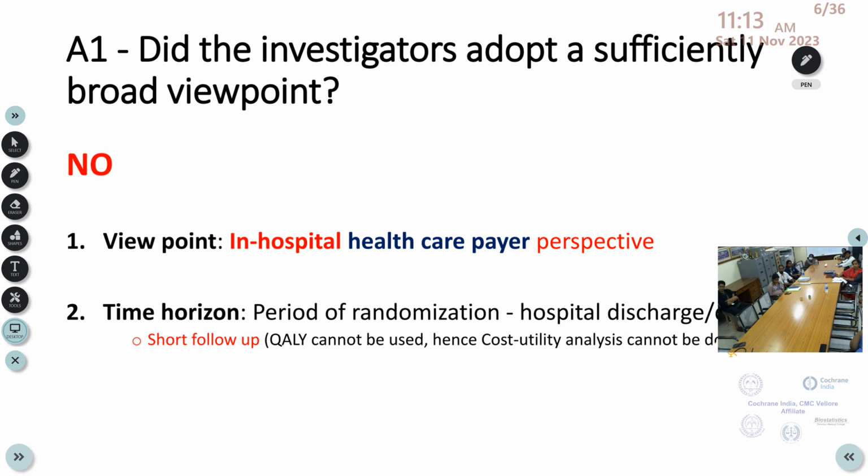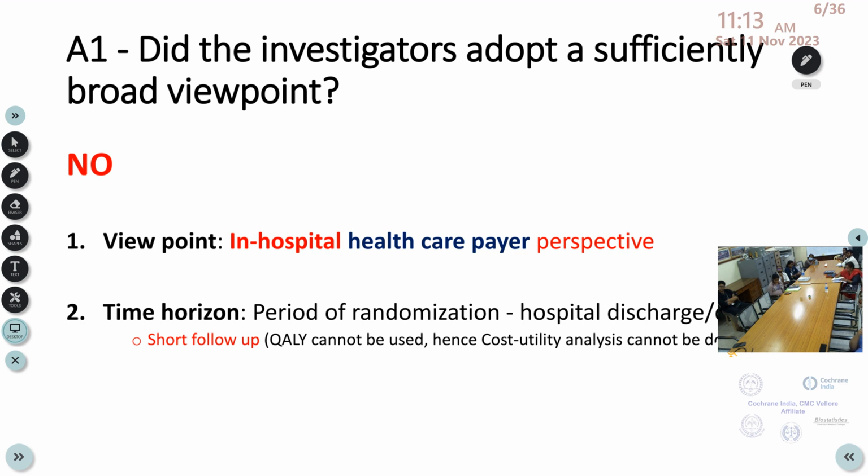So a broad viewpoint is like a societal study, but this is in-hospital. I highlighted the word separately. It's an in-hospital healthcare payer perspective. That is the viewpoint for the study. And the time horizon, if you look at it, is only from the period of randomization till the hospital discharge or death. So usually health economic studies are long-term studies.